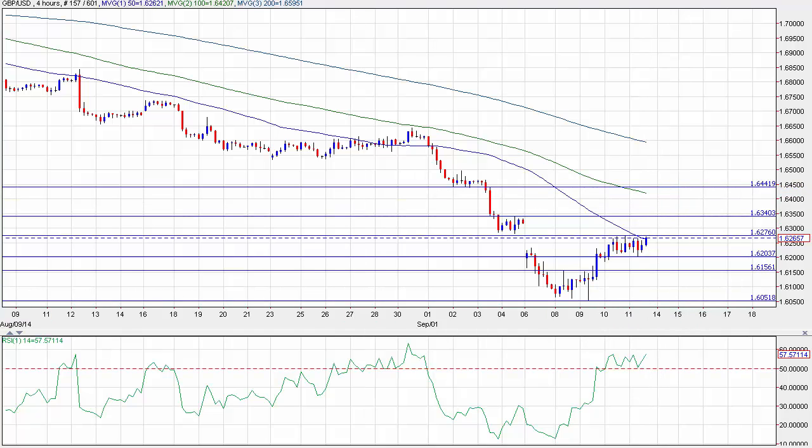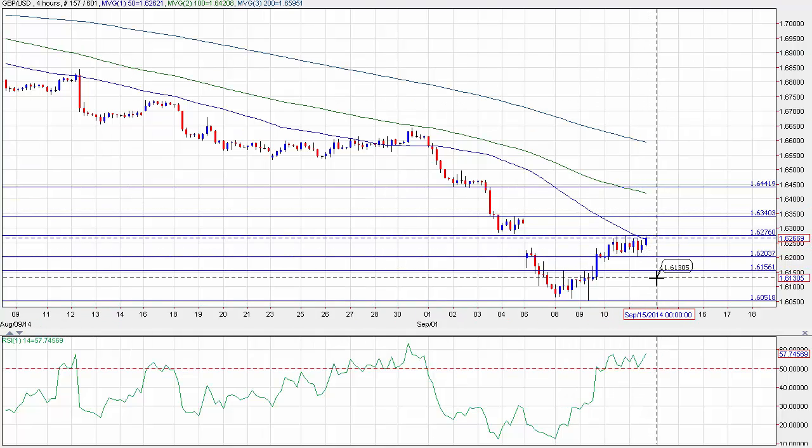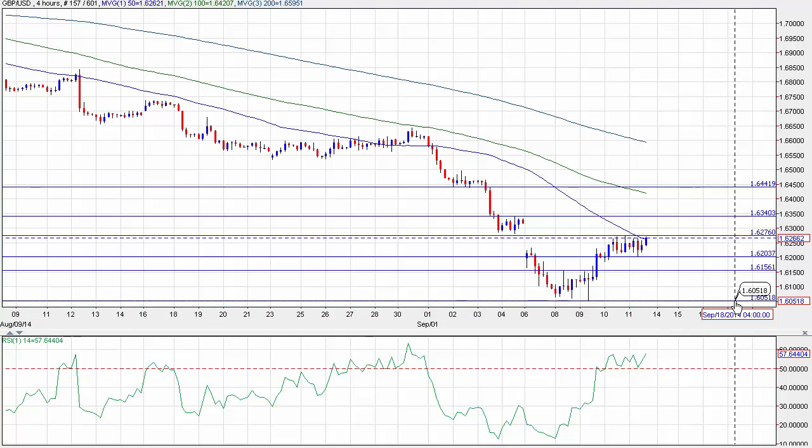Now, if price doesn't break above 1.6276, or simply cracks this resistance and comes right back and breaks below 1.62, then the prevailing bearish outlook would still be dominant, and the pressure would be back towards the 1.6051 support pivot. Then below that, we would look for the 1.60 psychological level.